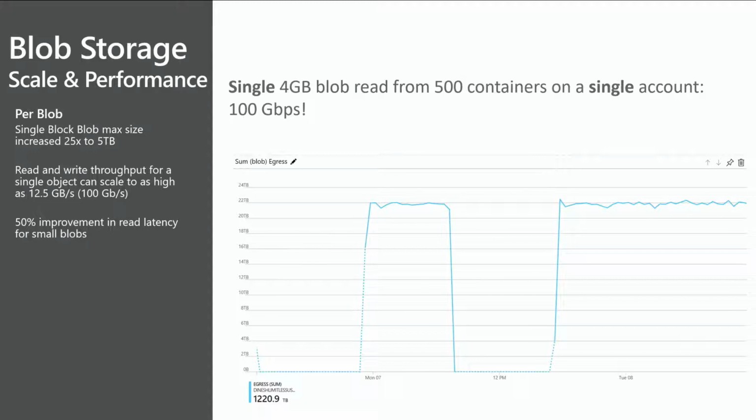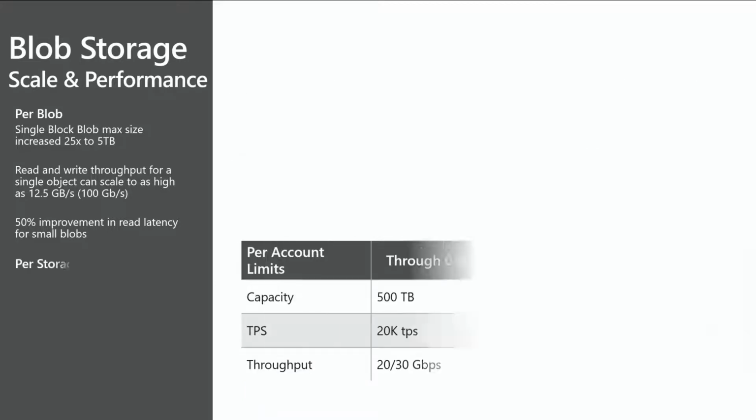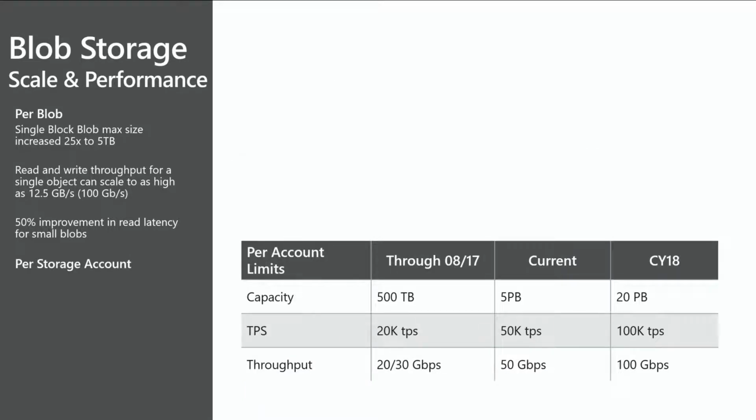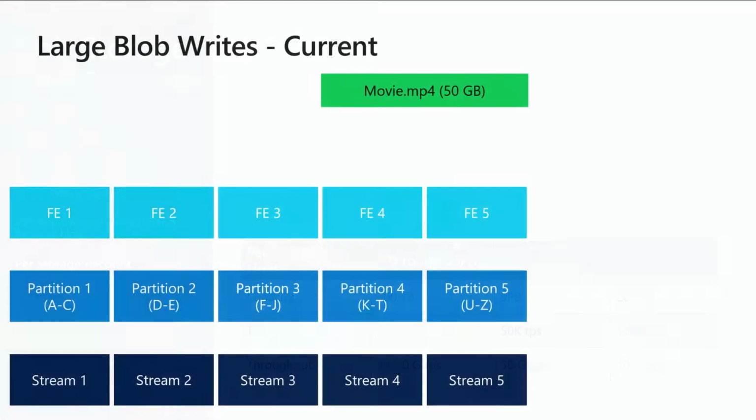So this is what we saw, a single 4 gigabyte blob being read from 500 containers at 100 gigabits per second performance. The other thing we talk about when we talk about scale and performance is the per storage account limits. What we have here currently is a 5 petabyte limit, 50,000 TPS and 50 gigabits per second limit. You have to request this and we'll enable your accounts for you. We're just being cautious in the rollout here. And later this year, we'll have the new limits be 20 petabytes per storage account, 100,000 TPS, and 100 gigabits per second. And so that's the account type, the account limits under which I was showing you this demo.